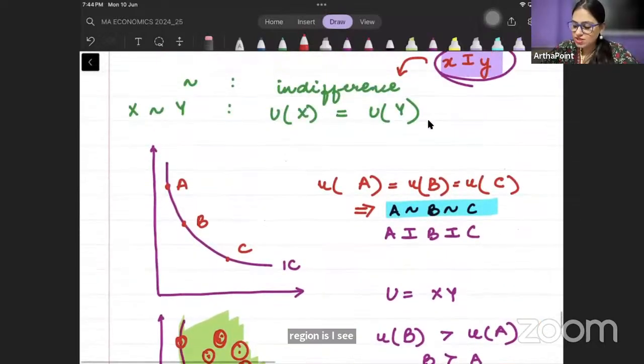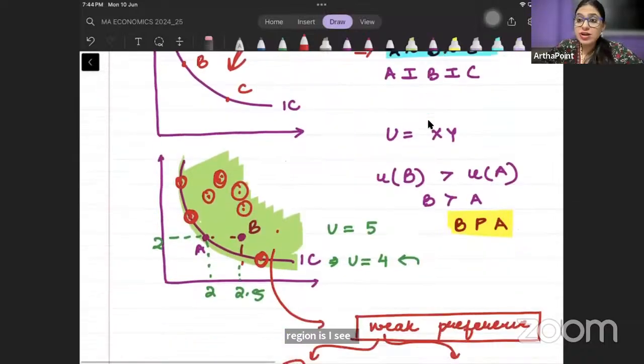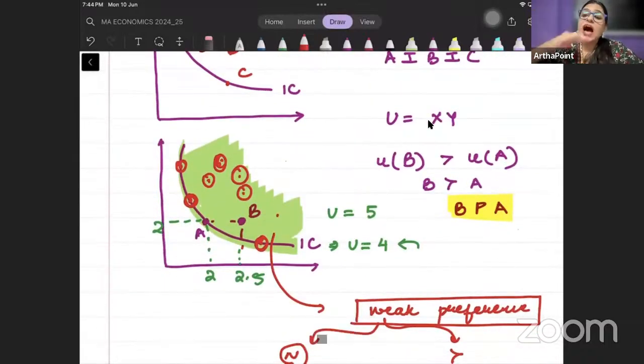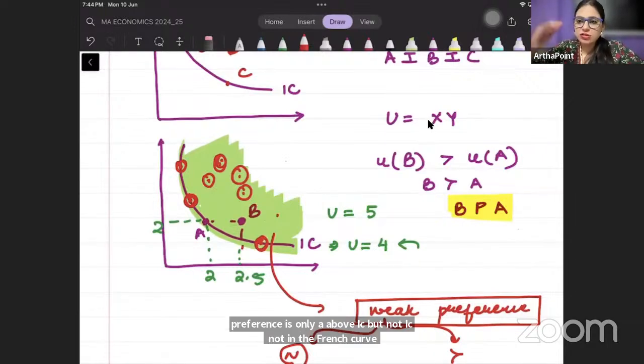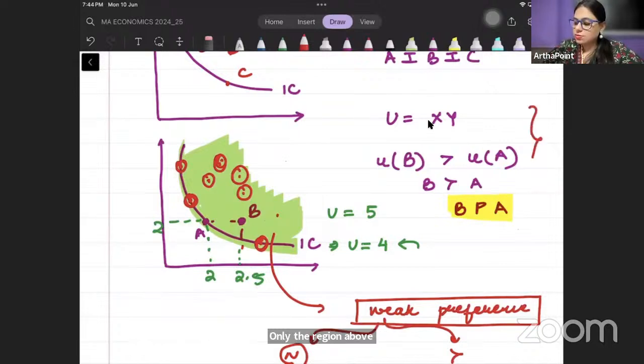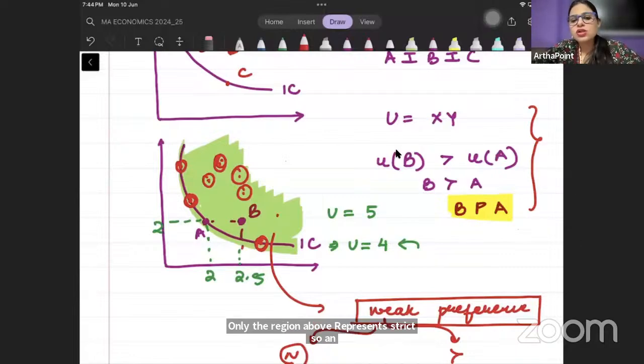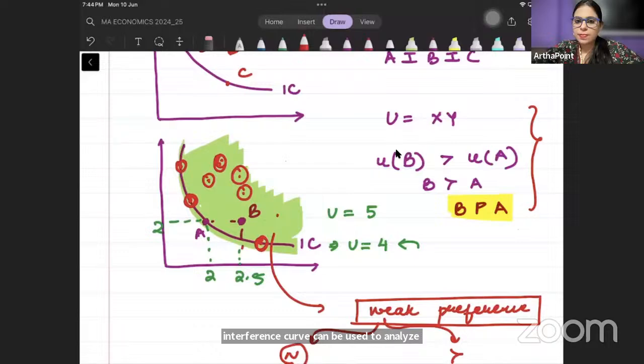Indifferent is just my IC. And strict preference is only above IC but not IC, not the indifference curve. Only the region above the indifference curve represents strict preference. So an indifference curve can be used to analyze all these 3 regions.